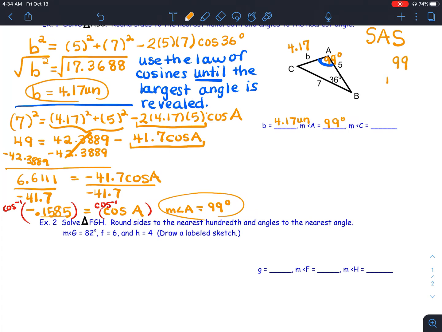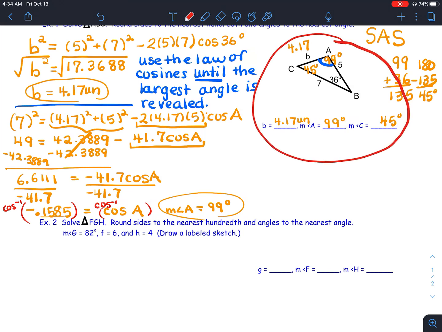So 99 and 36, that would be 135, and then subtract 135 off of 180, and that gives us the measure of angle C, that last piece. Okay, so you can see here we've got a completed picture and filled in the blanks with all the missing sides. Very, very important that we're using the law of cosines until we have revealed the largest angle.